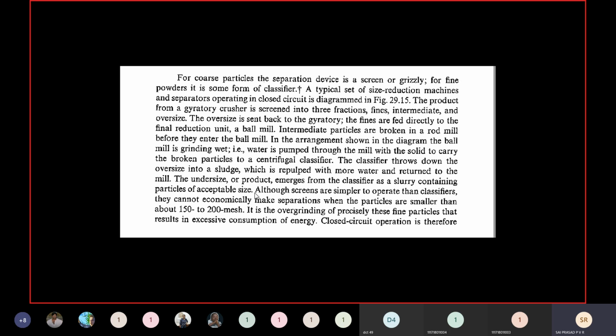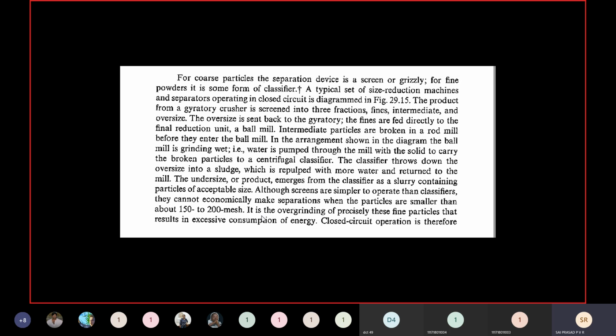Although screens are simpler to operate than the classifiers, they cannot economically make separations when the particles are smaller than 150 to 200 mesh. So what will happen is very important. If you see the Tyler standard screens, the basis is only 200 mesh. So if you have a mechanism of developing more screens, then of course that will be easy.